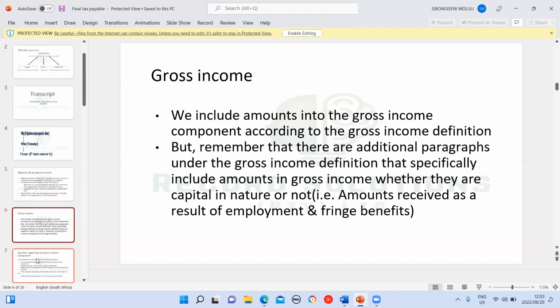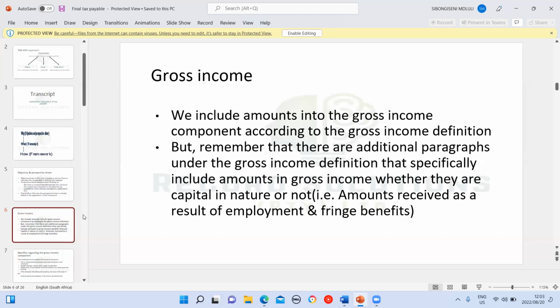These are amounts such as amounts received as a result of employment and fringe benefits. Let me just clarify now. When it comes to employment, it seems like it's revenue in nature, but it's not. It's actually deemed to be capital in nature in terms of SARS. That's why we have a special inclusion for it. Otherwise, it would have been included in terms of the gross income definition. So just know that these amounts received as a result of employment are deemed to be capital in nature in terms of SARS and its legislation.